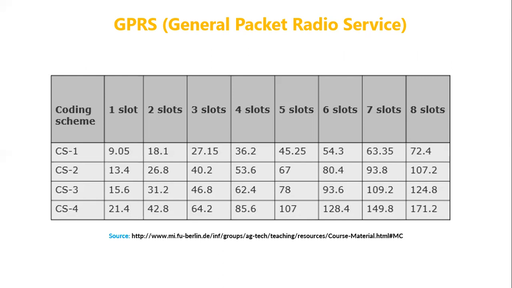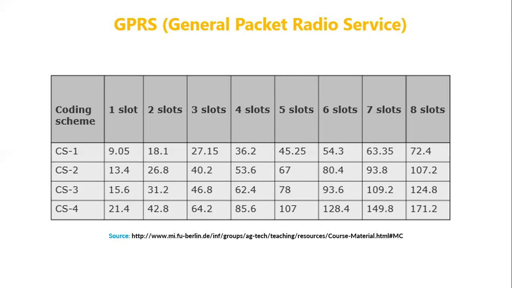There are different coding schemes available, like CS1, CS2, CS3, and CS4. Different coding schemes are used depending on the error rate of the channel and the error correction capabilities of the coding scheme. Some of these coding schemes provide better error correction capabilities, and some do not. Depending on the requirement, the appropriate coding scheme will be used.